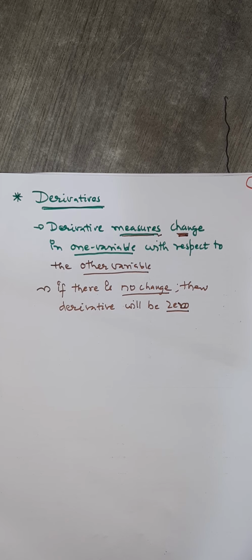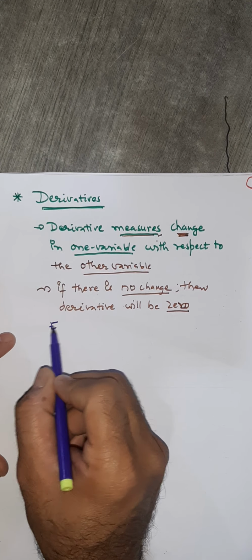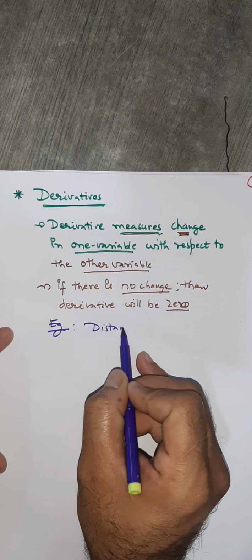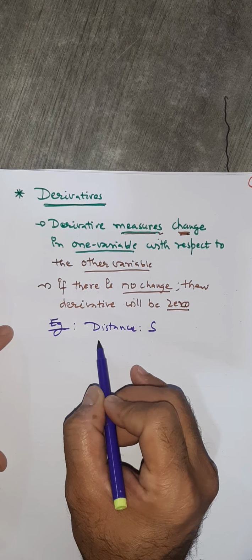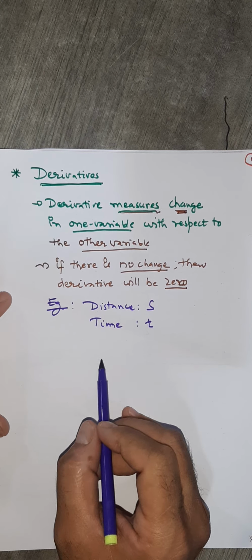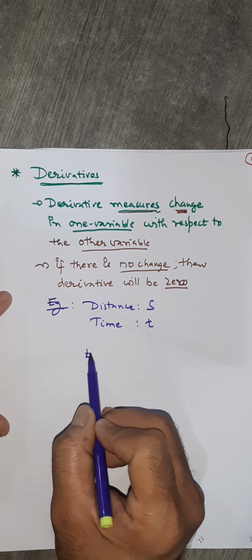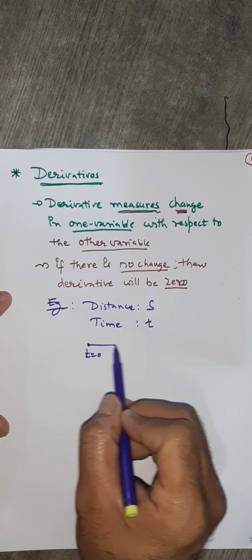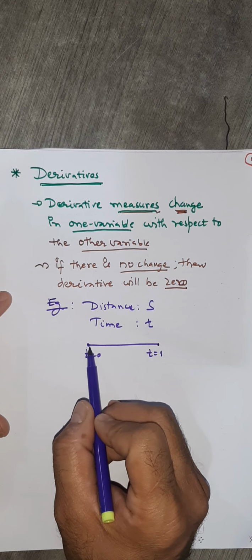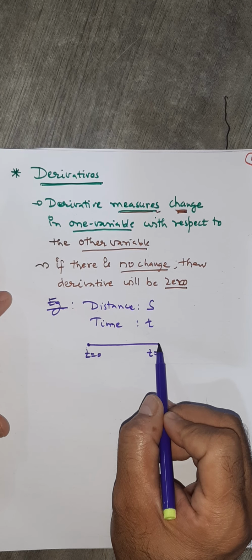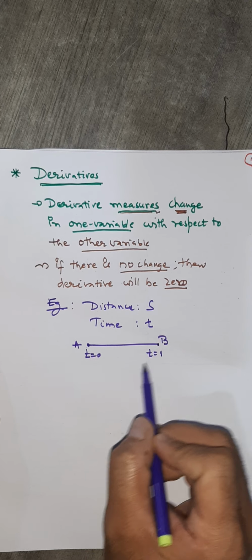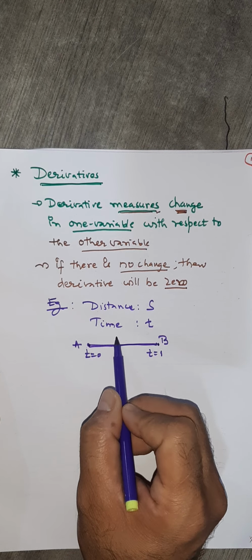If you just recall this example, for example, let's take distance as variable s and time as variable t. Now at some time t equals 0, one object is over here, and at time t equals 1, the vehicle takes this position. Let's call the position A, here position B. And suppose this distance is, let's take 60 kilometers.